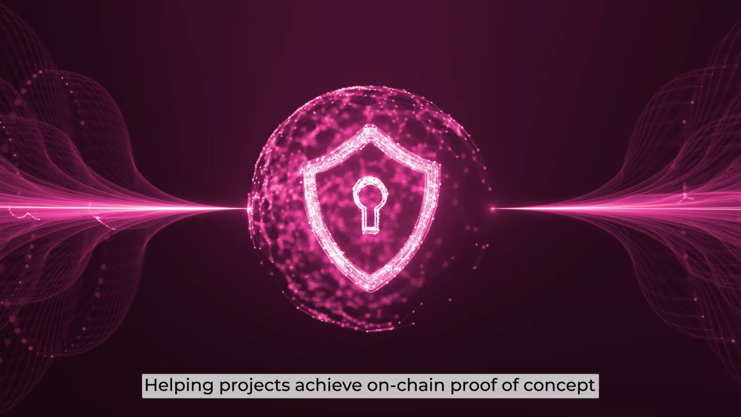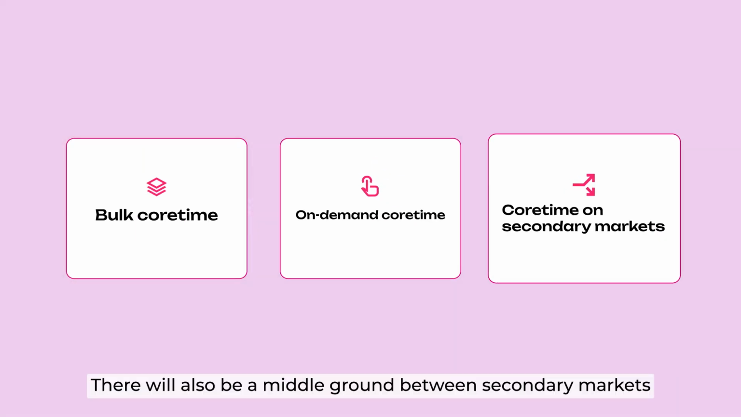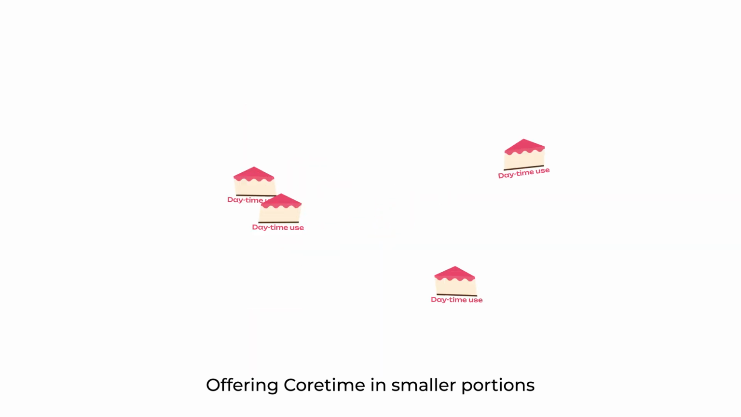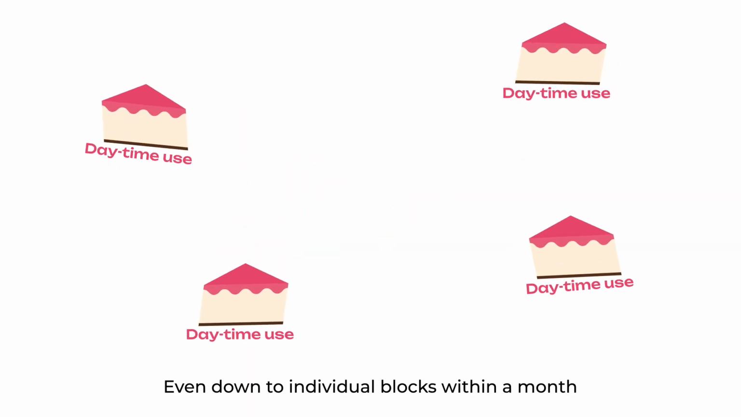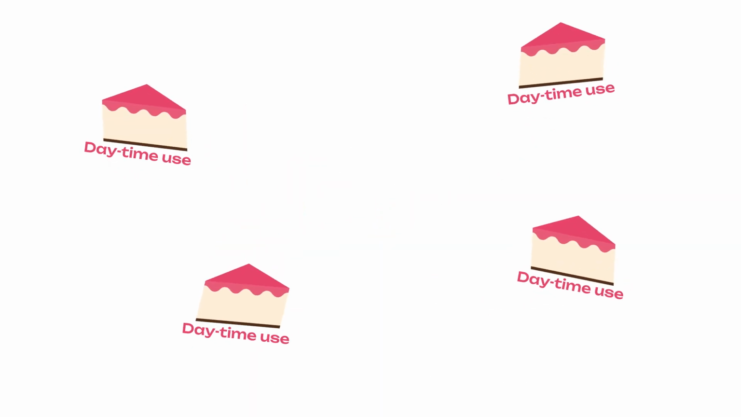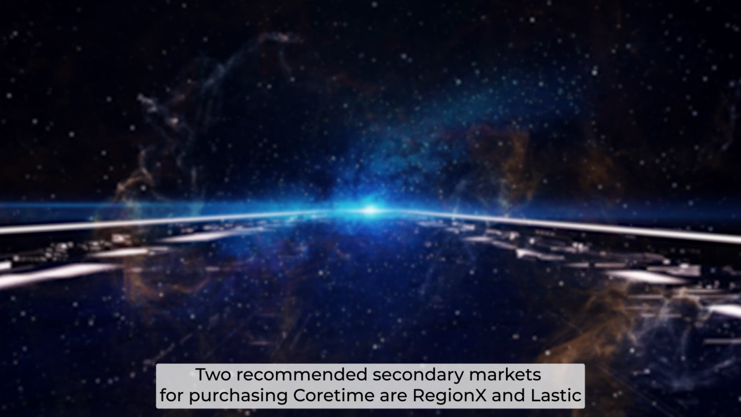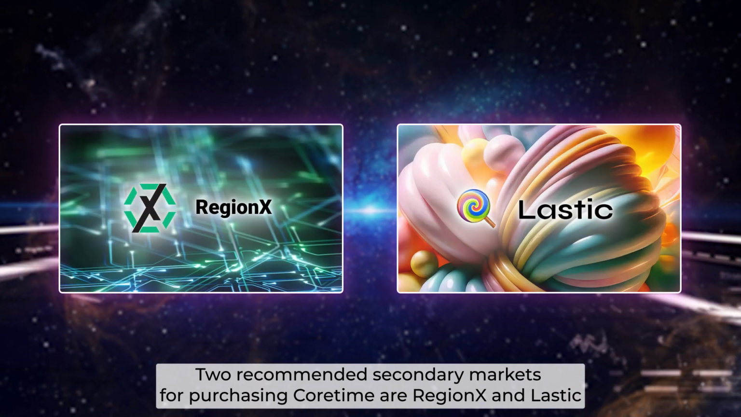on-chain proof of concept. There will also be a middle ground between secondary markets, offering Coretime in smaller portions, even down to individual blocks within a month. This option improves the allocation efficiency of Coretime. Two recommended secondary markets for purchasing Coretime are Region X and Elastic.